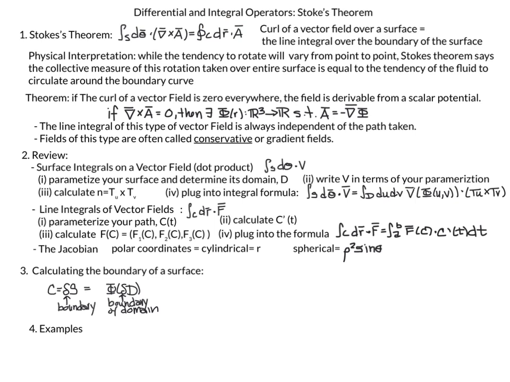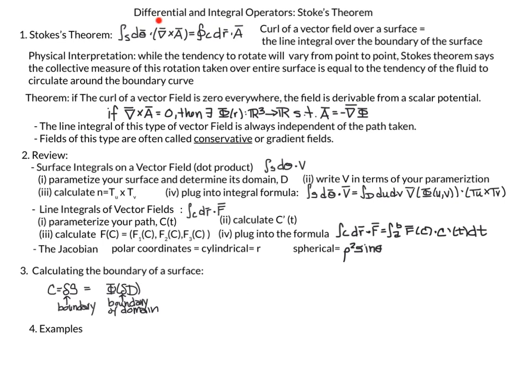We have this additional theorem that comes from Stokes' theorem, that if the curl of a vector field is zero everywhere, the field is derivable from a scalar potential. That is, if the curl of A is equal to 0, then there exists a scalar function such that A is the gradient of the scalar function.